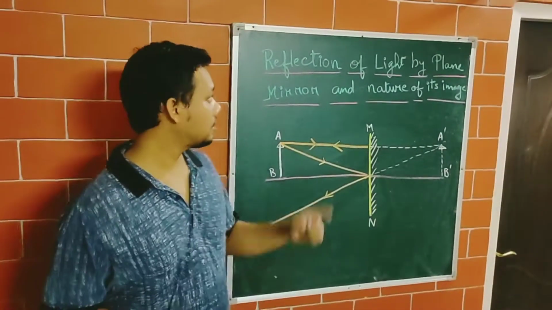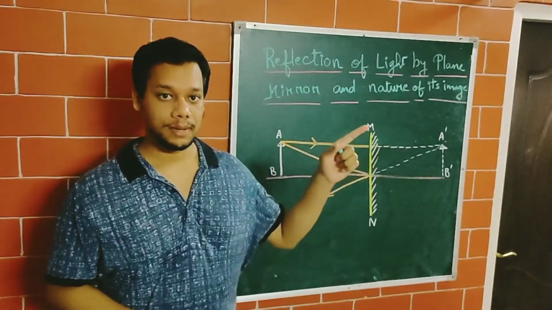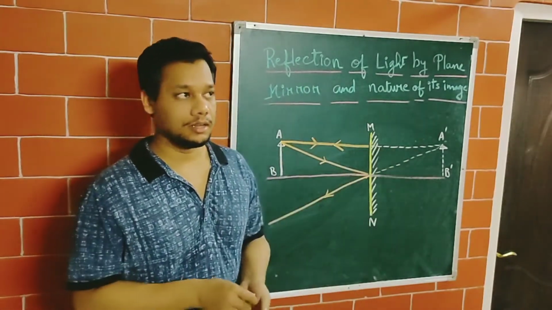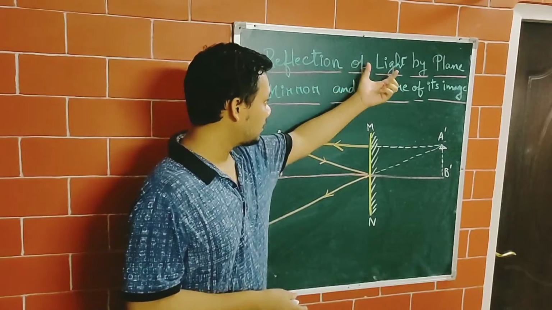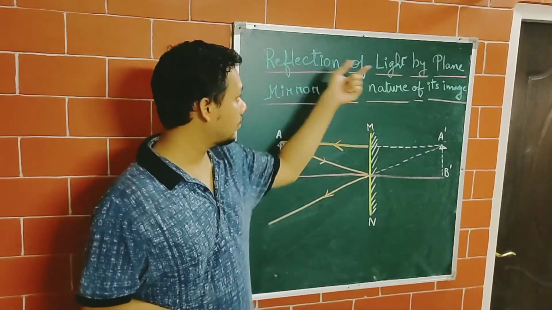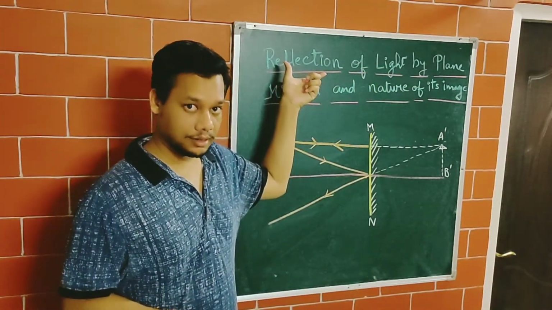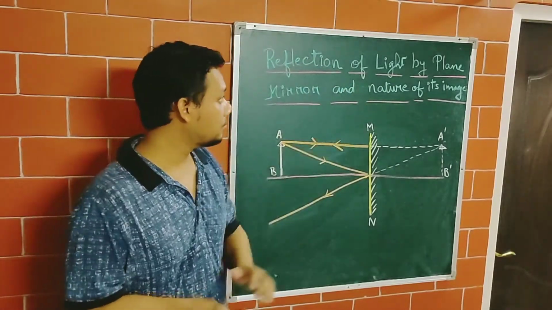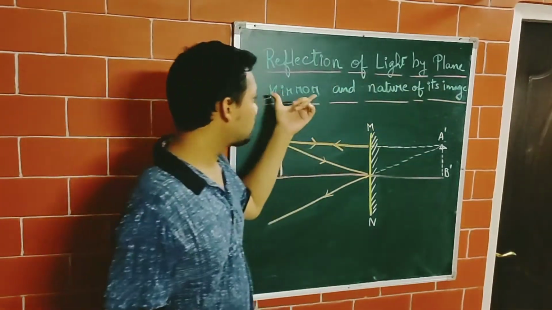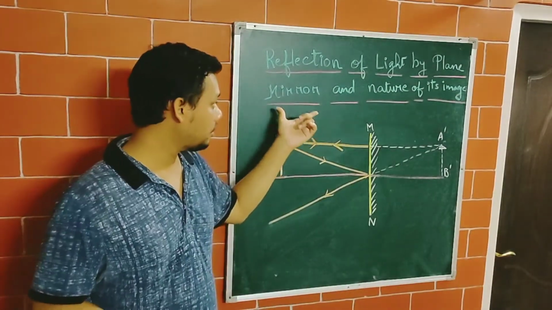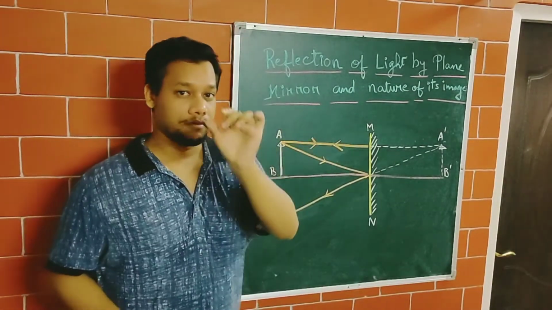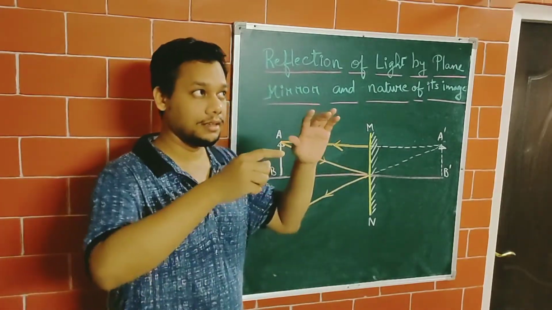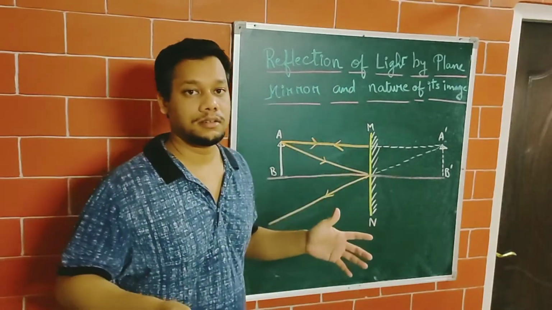The topic is reflection of light by a plane mirror and the nature of its image. What is light? We have understood. What is reflection? We have understood, and we have also learned the laws of reflection. Now we will understand what a plane mirror is. A plane mirror is actually an infinitesimally small part of a very large spherical mirror.